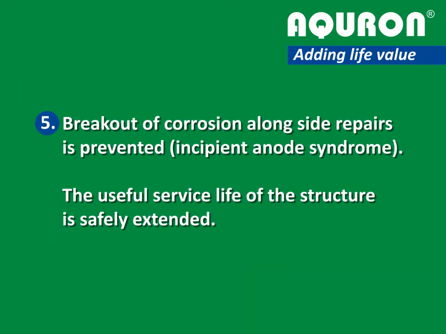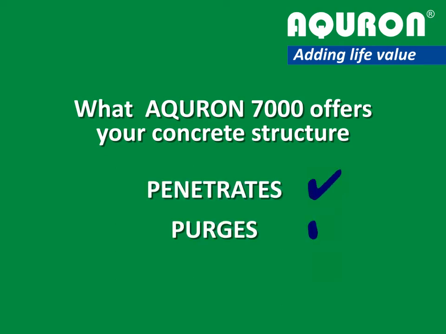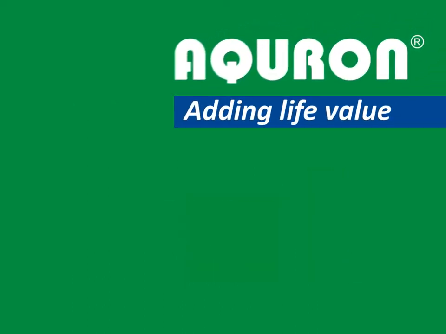Breakout corrosion alongside repairs is prevented, i.e. the incipient anode syndrome. Useful service life of these structures is extended. What AQURON 7000 offers your structure is it penetrates, it purges, it protects, and it's proven to adding life value.